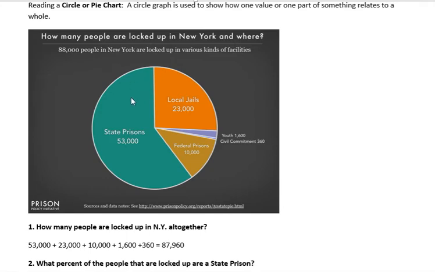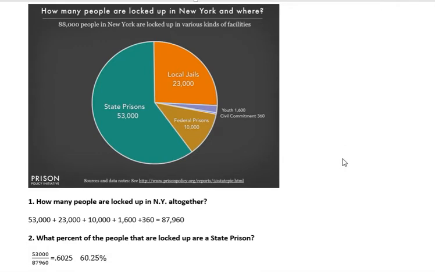How many people are locked up altogether? What we would do is add the numbers that we see in the pie chart: 53,000, 23,000, 10,000, 1,600 from the youth wedge there, and 360 in civil commitment, and that is actually 87,960.